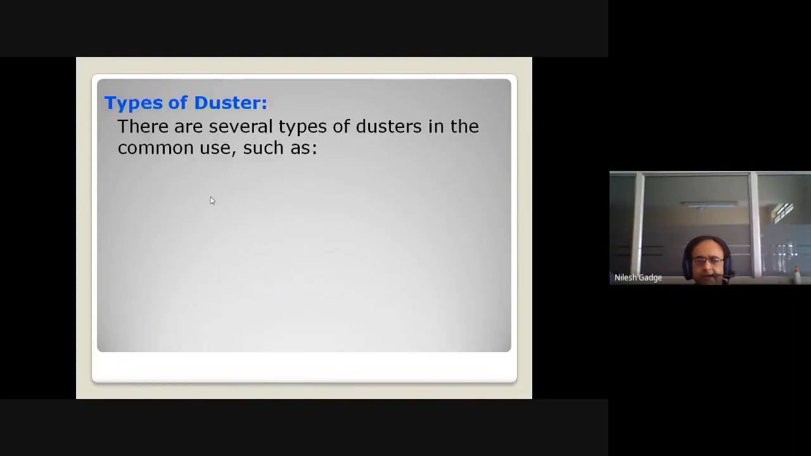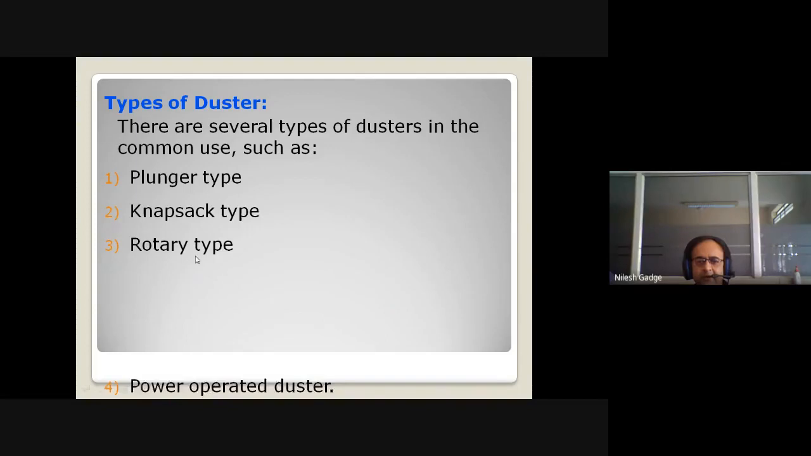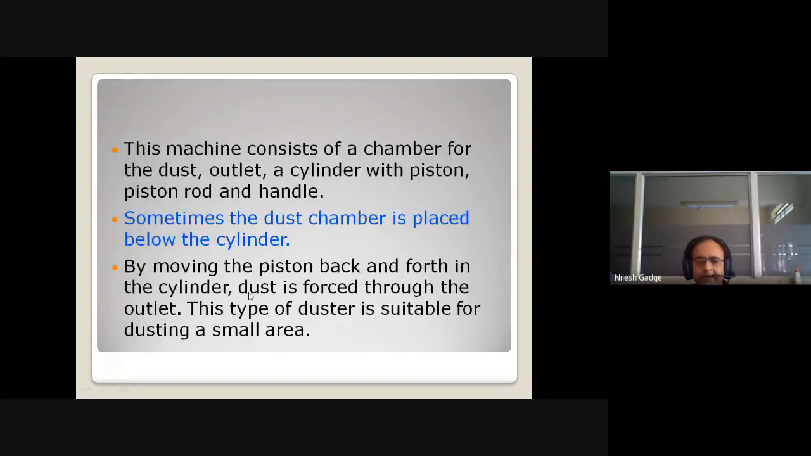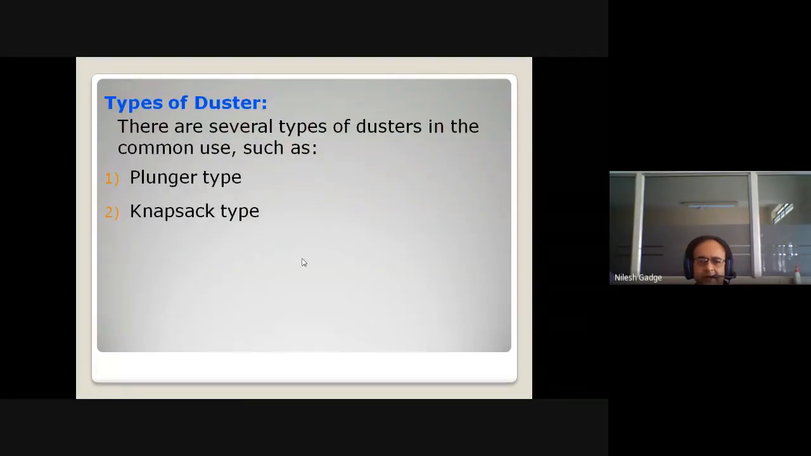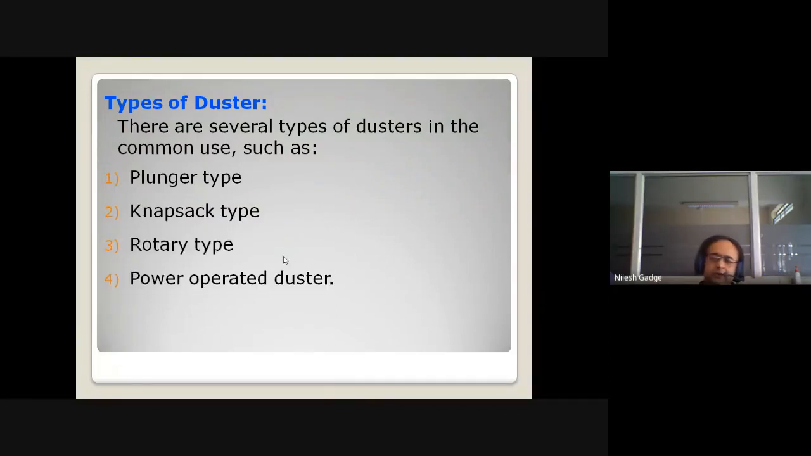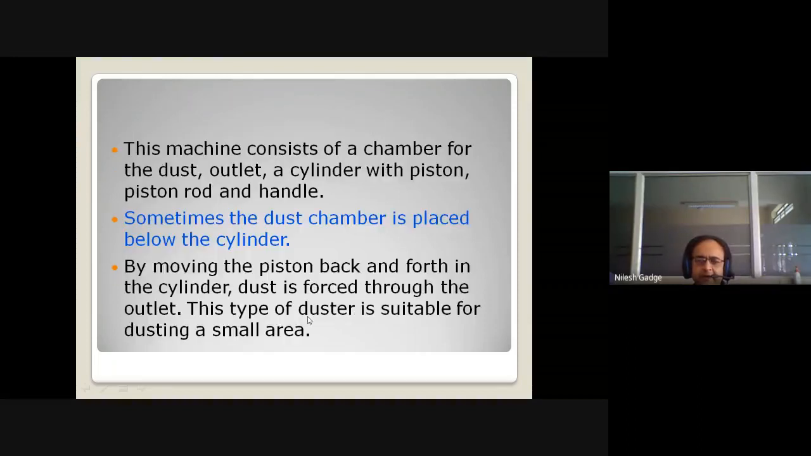Types of the dusters: there are several types of dusters like plunger type, knapsack type, rotary type, power operated dusters. Okay, if the classification of the dusters is asked, give the classification. So you have to write the whole classification of the sprayers, whatever sprayers I have explained. You have to only write it with a one or two sentence explanation. And for dusters, you can write all these: plunger type, knapsack type, rotary type, and power operated dusters.